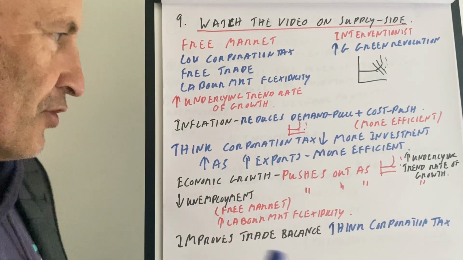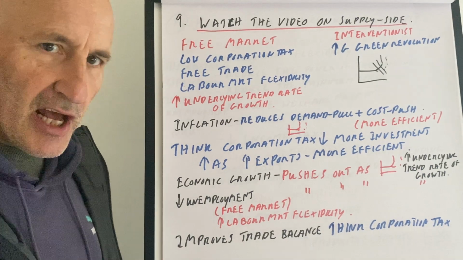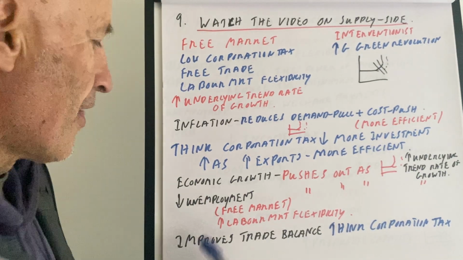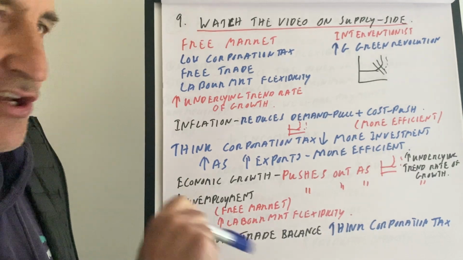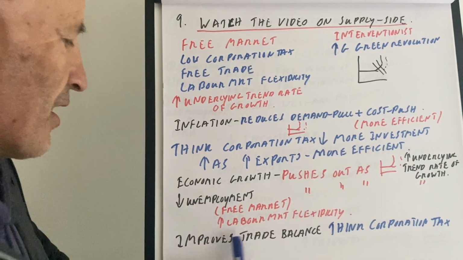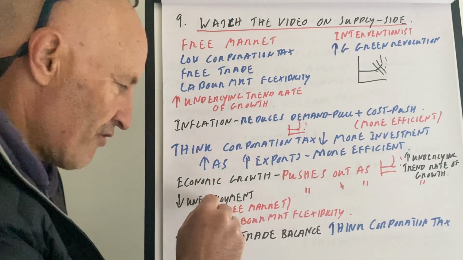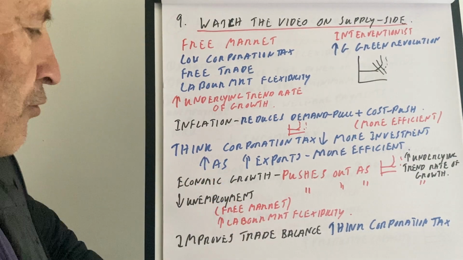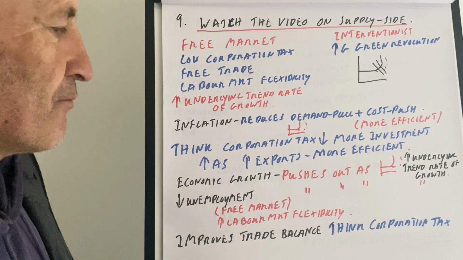That's the key things that you want to do in an economy. That will increase the underlying trend rate of growth. Decrease unemployment, once again, increase the underlying trend rate of growth. Free market policies, labour market flexibility. So that will also reduce unemployment. Remember the natural rate of unemployment. And it will also improve the trade balance.